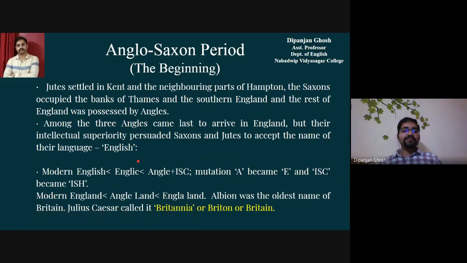Similarly, the term England, modern England, comes from Angleland or Engla-land. And you probably hear the name Albion, which was the oldest name of Britain, and Julius Caesar called it Britannia or Briton or Britain.